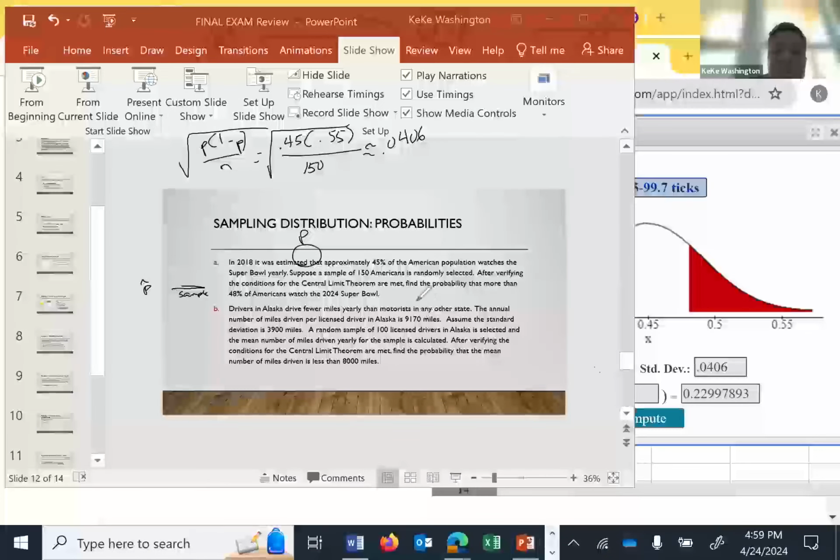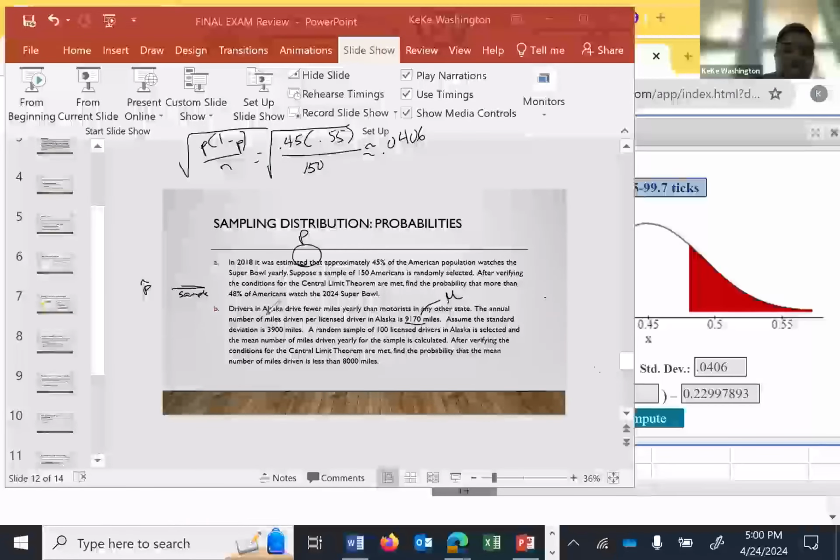Okay, so this is a means problem. Proportion problems are yes or no. It's a value of, a percent, a number out of another number. A means problem says that the survey question has to provide a numerical value. So since I'm telling you how many miles have been driven by Alaskans, this is a means question, not a proportions question. Okay, so since that's based on the population, that's my population mean mu.